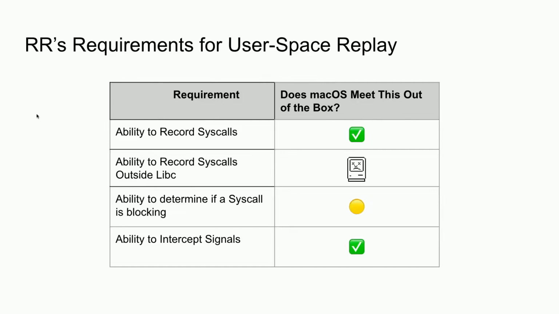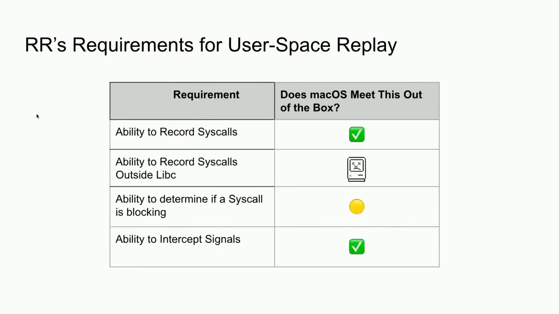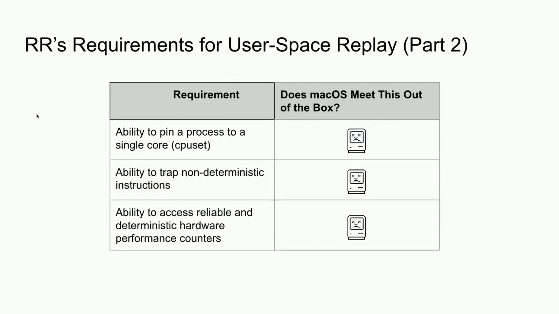You need to be able to record syscalls, ideally if they happen outside of libc. You need to be able to determine if a syscall is blocking, and we'll explain more about that later. You need to be able to intercept signals and replay them at the exact time they were delivered, and other asynchronous events. So again, this is looking pretty good. Only one out of four, not so bad, right?